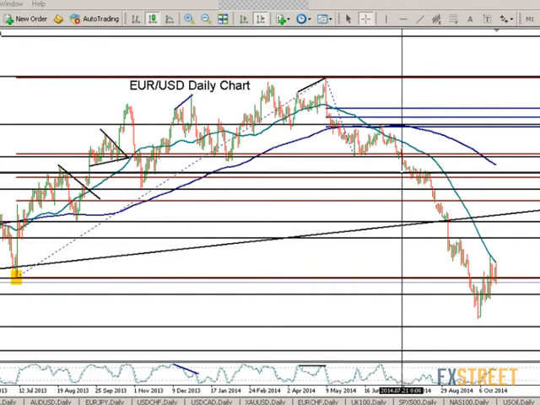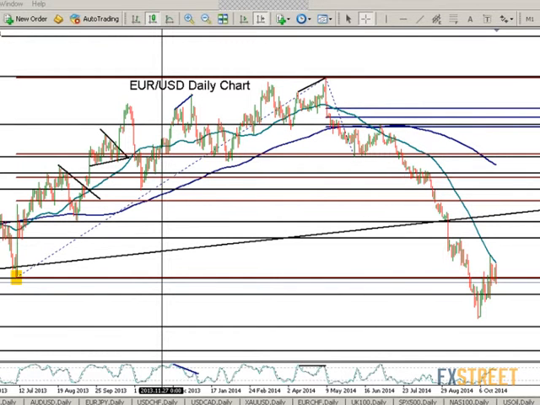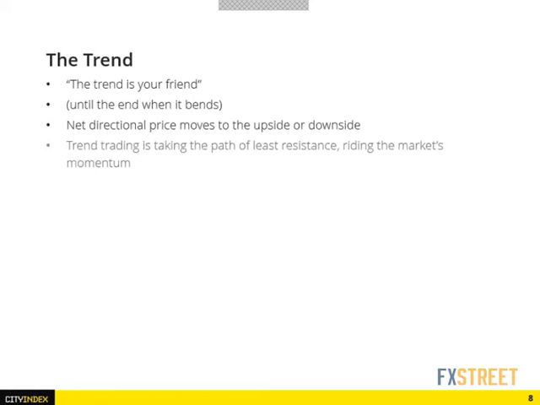Now, when did I see a potential for further downside? 135. The strong breakdown below 135. Why? I'll tell you in a minute. So the trend is basically something you can take advantage of until it ends. We're looking for net directional price moves to the upside or downside. We see that all over the charts. So what is trend trading? It's taking the path of least resistance.